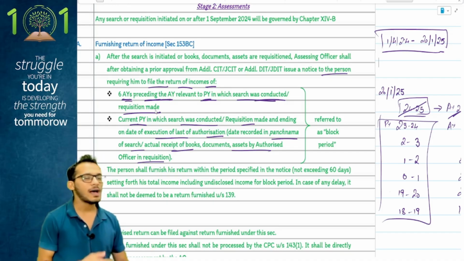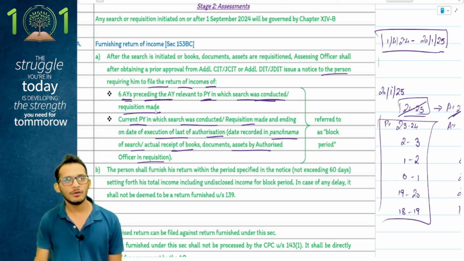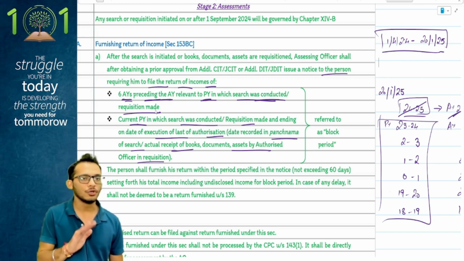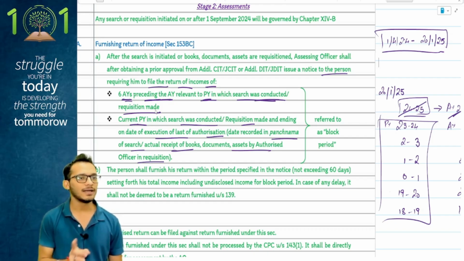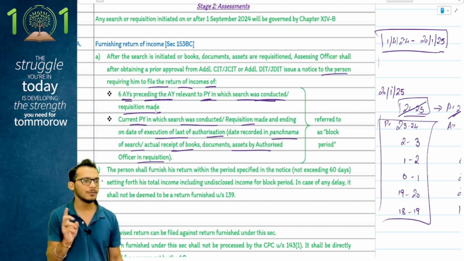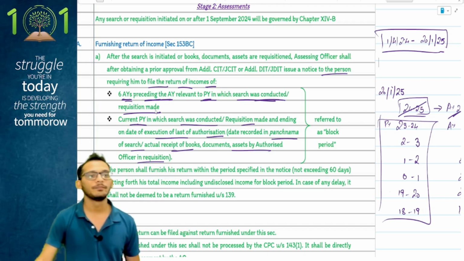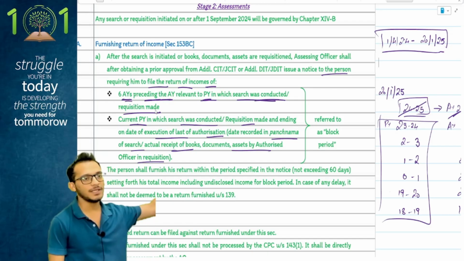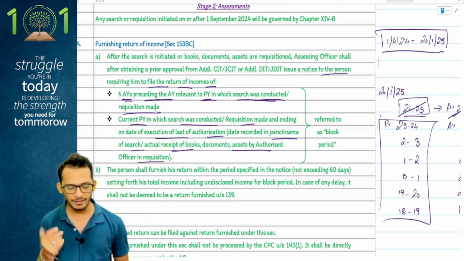After you sign the Panchnama, can the officer look for some more data? No. He will now have to get a second approval, and therefore Panchnama is the last thing which gets signed. The moment you sign the Panchnama, nothing further can happen. Correct? Yes. So 6 years plus the current year.